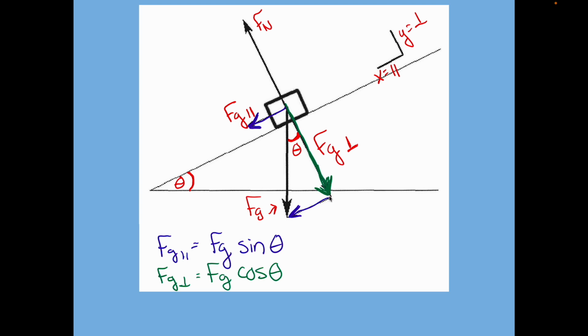Now, when it comes to problem solving, trying to derive this every time is a pain in the butt. So we don't usually tell you to just memorize a formula, but this one is worth memorizing. Force down the ramp is force of gravity, mg sine theta. Force into the ramp is mg cosine theta. And so you can practice with these problems on page 159 on the right-hand side.